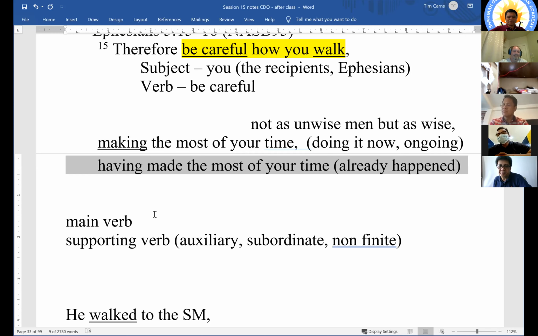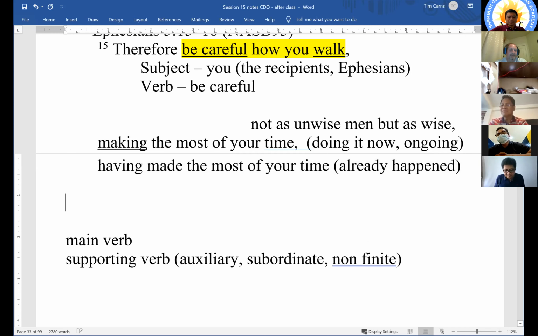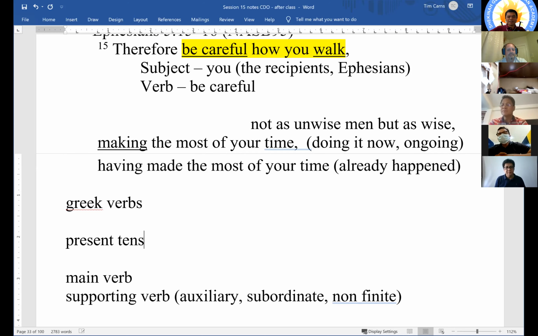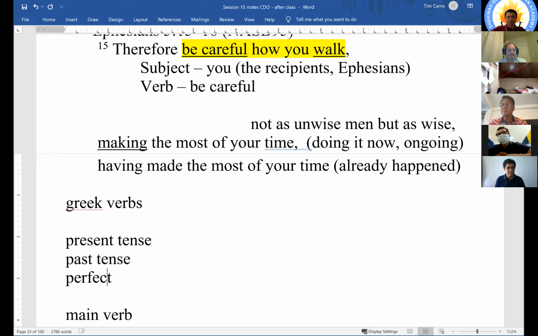If I correct my discoveries, there is a participle that it happened in the past, but is still applicable in the present. That's called a perfect tense Greek verb. If we look at Greek verbs, that's the case of conjugation. That's correct.